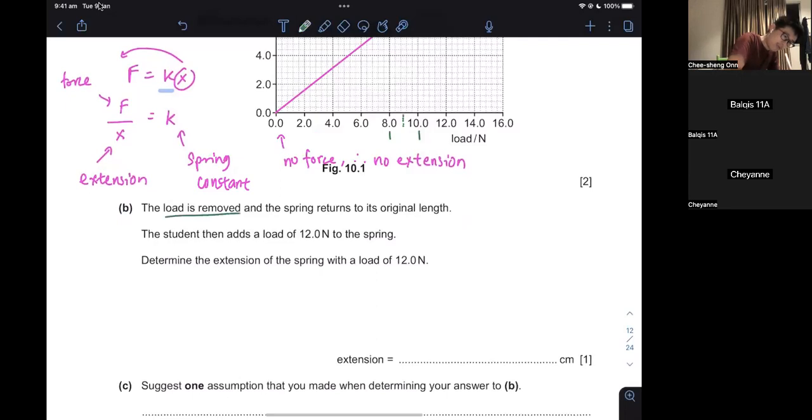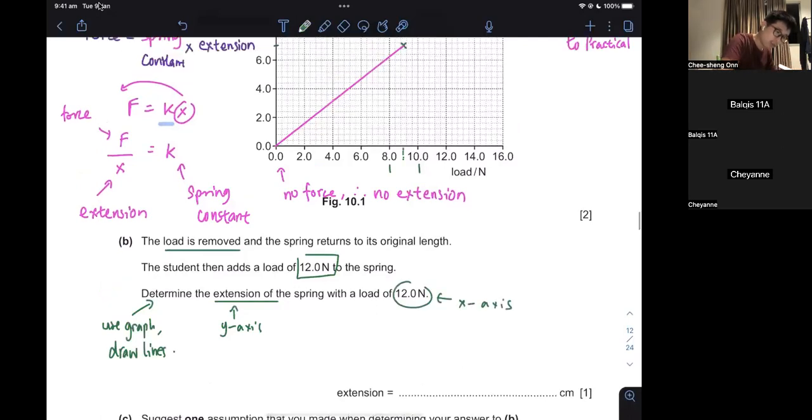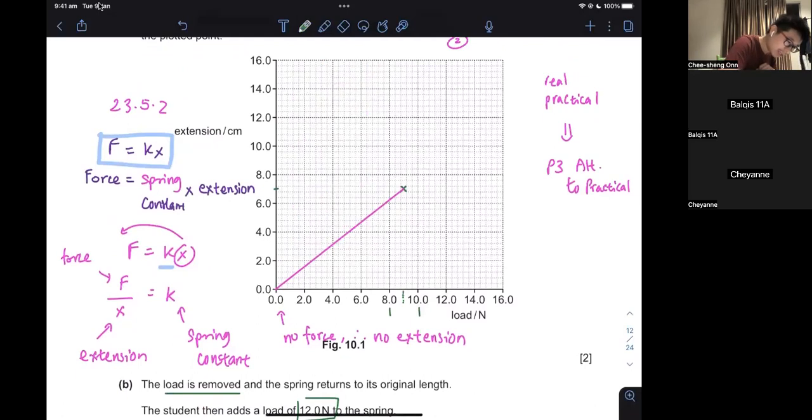Now the load is removed and the spring returns to its original length. Now you add a load of 12 newton. Determine the extension. Extension is on the y-axis. Determine. That means use the graph, draw lines. Use your ruler on your graph, draw some lines. This is now 12 newton. This is on the x-axis, which means I actually do need to extend my line. So when I extend my line, let me see. I don't like that.